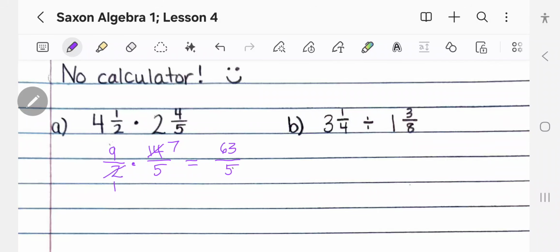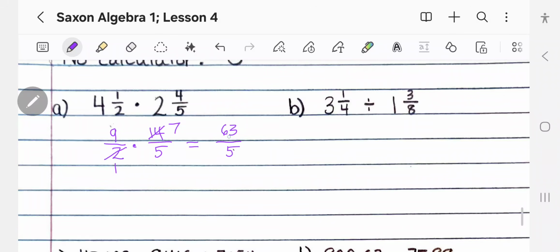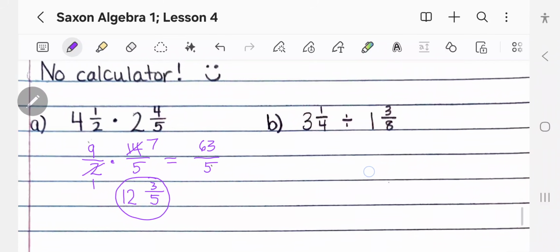Now that's more than a whole. So I can ask myself, how many 5's are in 63? Well, there's 12 because 12 times 5 is 60. And then I'm going to have 3 left. And you could do the long division there if you would like. All right. And then we've got B.